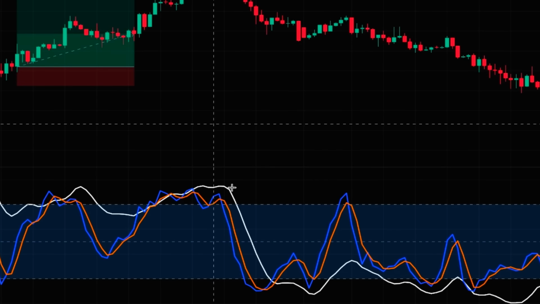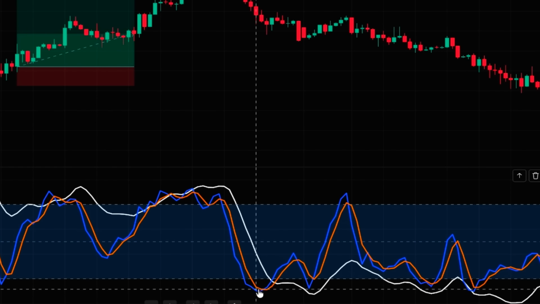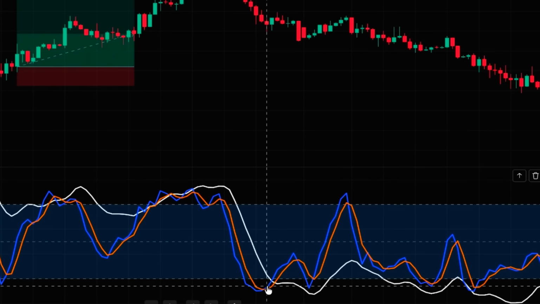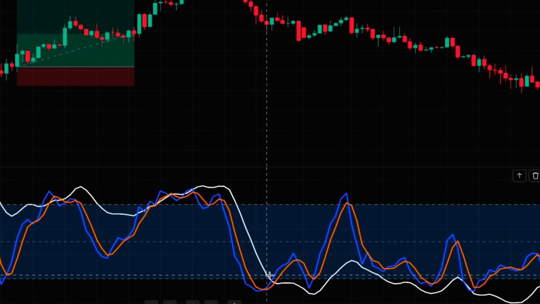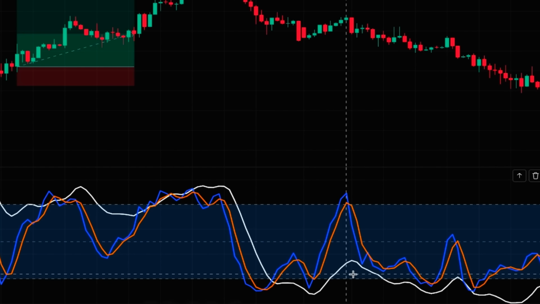Alright, here you can see that the blue line again went below 20, but by the time that it is closed above the orange line, you can see that the white line is already below the center line, telling us that we are not in an uptrend anymore. When the white line is below the center line, it tells us that the market is trending down and we should look for short position opportunities.